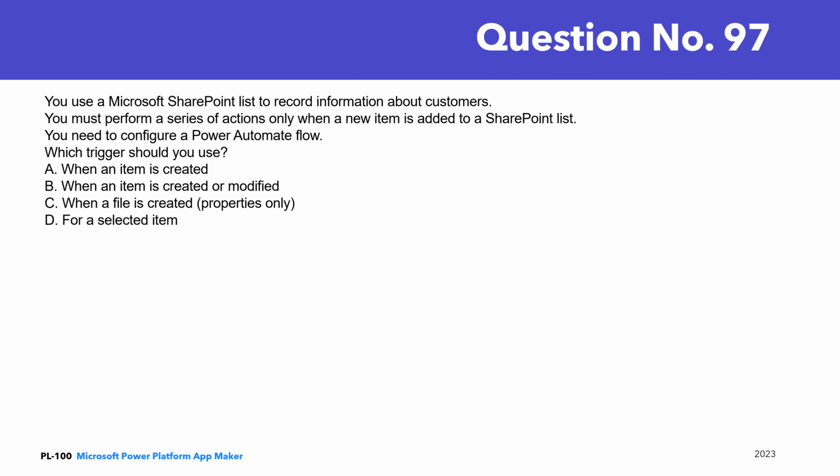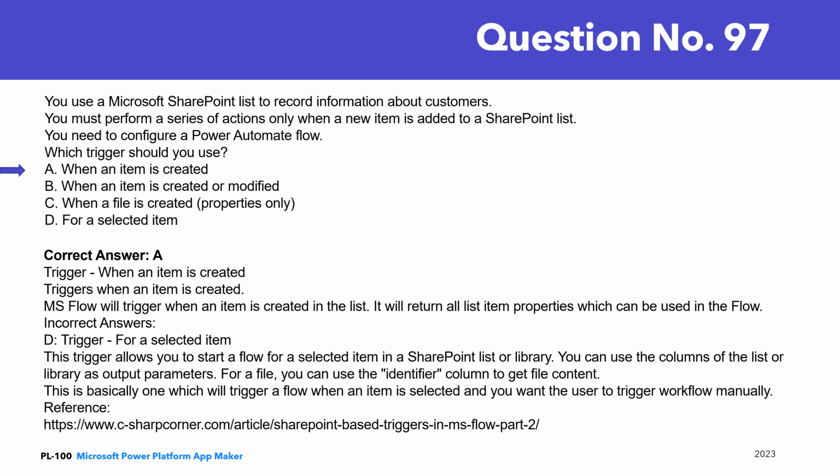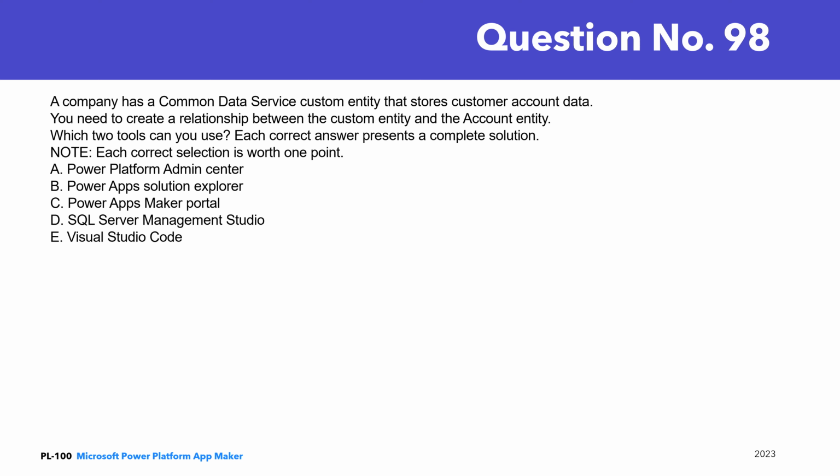A. When an item is created. B. When an item is created or modified. C. When a file is created, properties only. D. For a selected item. Correct answer, A.